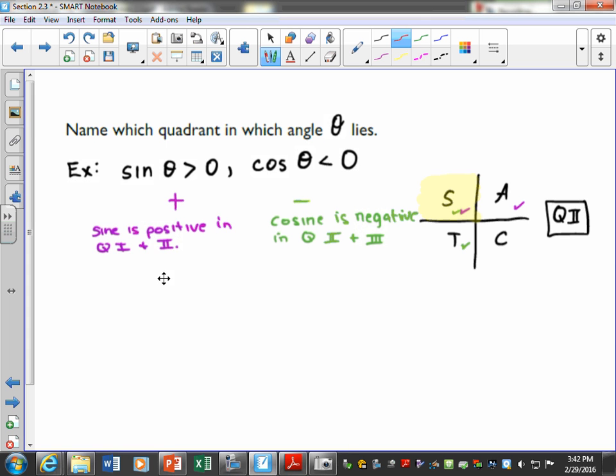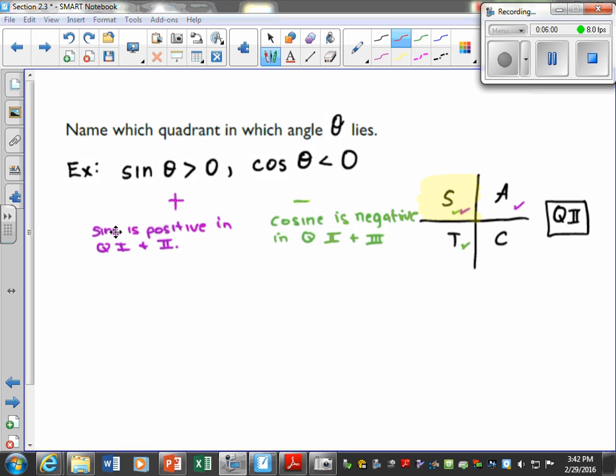Now I'm going to work with this one. I'm going to say sine is positive in quadrant 1 because all of them are positive in quadrant 1, and positive in quadrant 2 because that's where S is. Cosine is positive here, so that means it's negative over here. So put the green ones where it's negative, where it meets this stipulation. The quadrant in which it meets this criteria and this criteria is going to be quadrant 2.